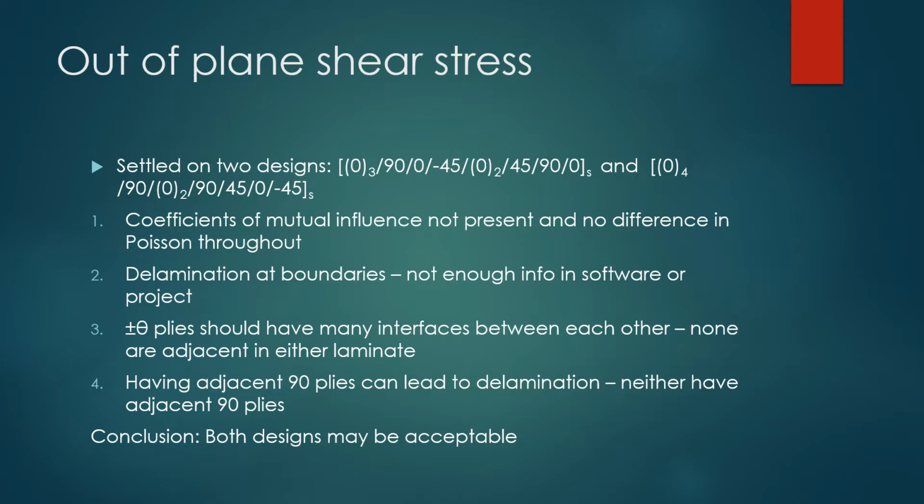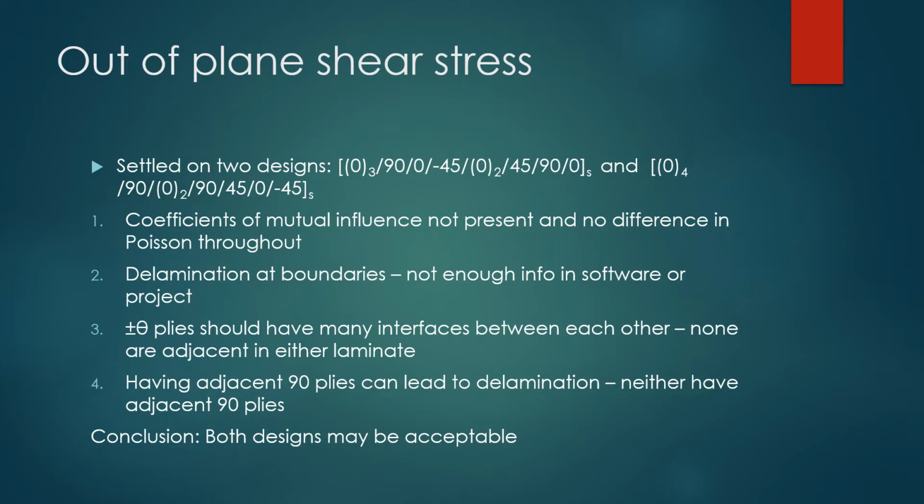So moving forward, we had two final designs that can be seen on the screen here. And we needed to differentiate them in some way, so we decided on out-of-plane shear stress. Other things that decide out-of-plane shear stress: the first requires coefficients of mutual influence or differences in Poisson's ratio throughout your laminate. However, since we had no coefficients of mutual influence because of our balanced symmetric laminate and no difference in Poisson ratio throughout, we ended up not having to consider that.